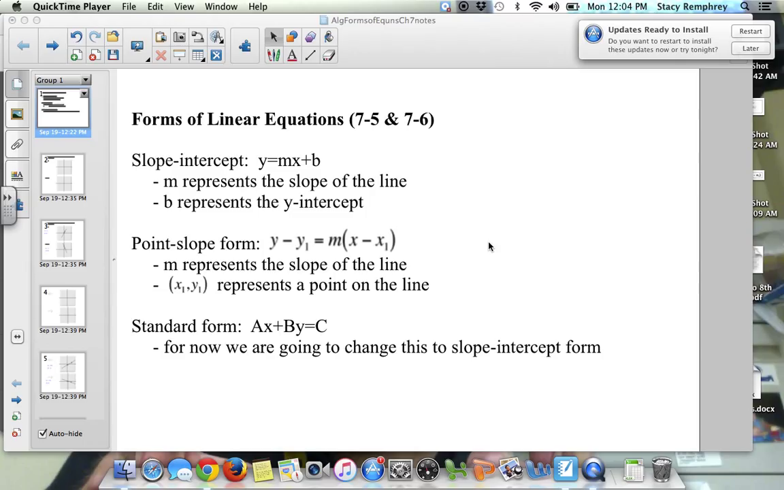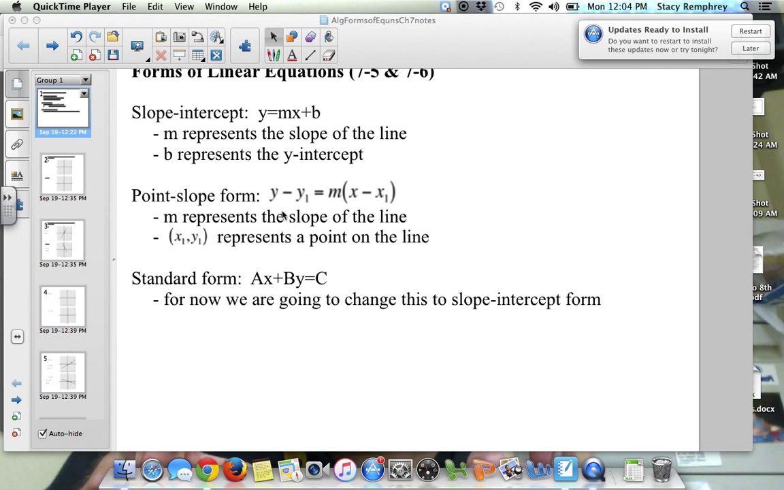So we have different forms for equations. We have slope-intercept form, which is right here. M represents the slope. I'm hoping you saw that from the Desmos activity, and B is the y-intercept. Again, you should have seen that from the Desmos activity, but also remember, to get a y-intercept, you plug in 0 for x. If I plug 0 into x here, this will cancel, and I'm left with the y-intercept. So that's why B is the y-intercept.